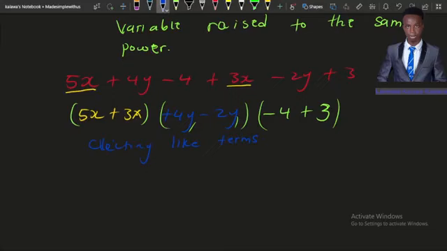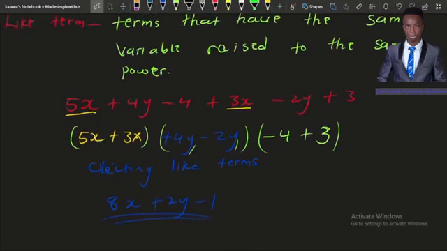So let's proceed. Let's say now we have 5x plus 3x. So this actually is 8x, and plus 4y minus 2y, this actually is plus 2y. Then minus 4 plus 3, this is actually minus 1. So this is the expression. So this is what is meant by like terms, and this is what is meant by collecting like terms. You group them together, letters to letters and constants to constants, irrespective of the coefficient in front of the variables.